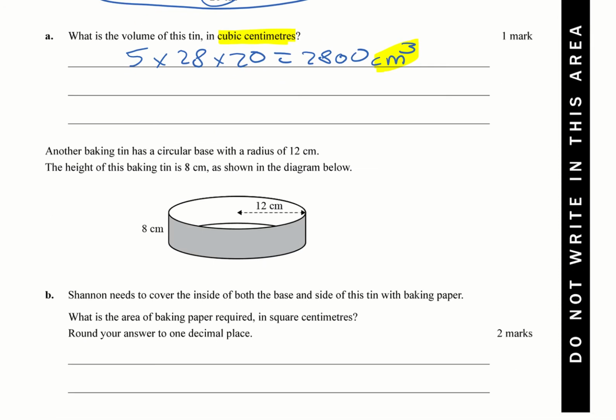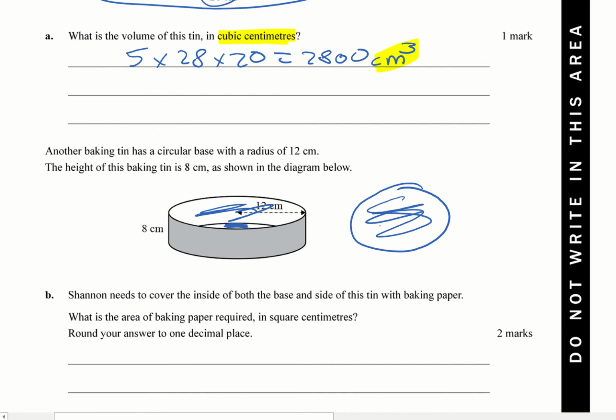Next one, we've got another baking tin. It's got a circular base with a radius of 12 centimeters. The height of the baking tin is 8 centimeters, shown below. She wants to cover the inside, and you can't really see it in there, with baking paper, and she wants to know the area required. So if I drew that, that's my circle. Yes, very bad circle. To find the area of that, it's quite easy. It's pi r squared. So let's put pi times radius is 12, so 12 squared.